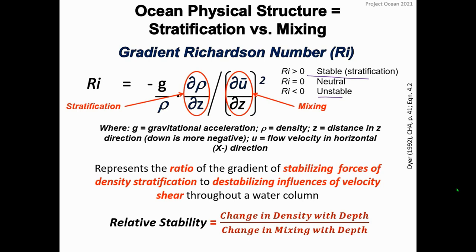This understanding is going to get us to wind-driven circulation. So relative stability of the water column is simply a ratio of the change in density with depth versus the change in the mixing with depth. So understanding this really is the key to understanding physical circulation and the movement of water in the deep ocean.